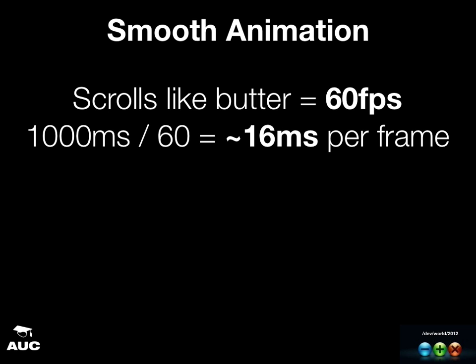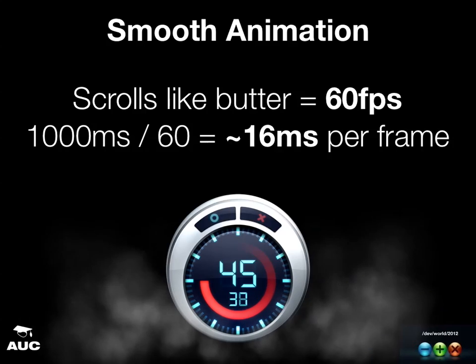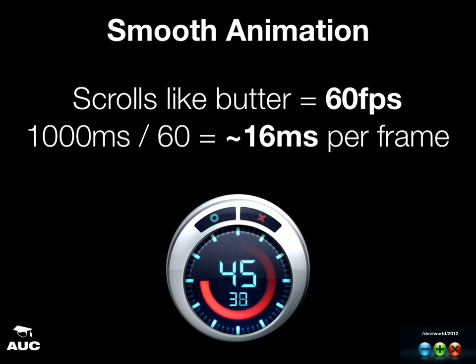So when we talk about smooth animation, I just wanted to have some sort of figure that we can measure here. All the animations on iOS are actually capped at 60 frames per second. So if you think about that, if you're drawing every single frame, you don't have a lot of time to process each frame. That basically gives you about 16 milliseconds.